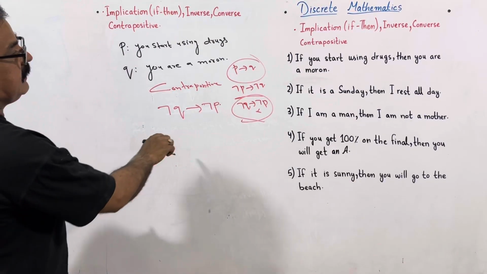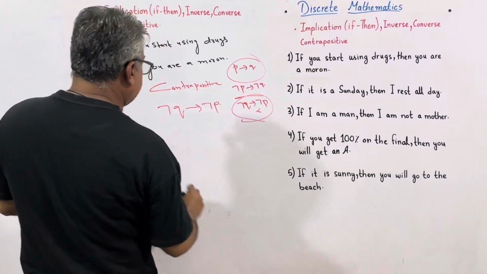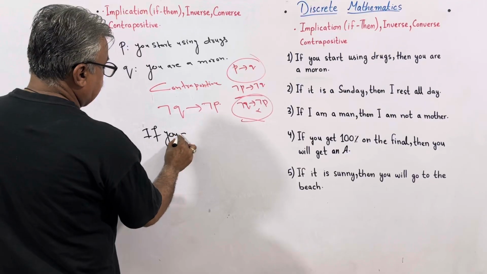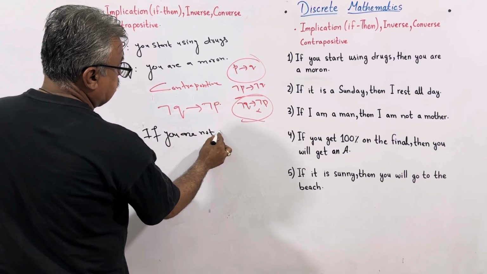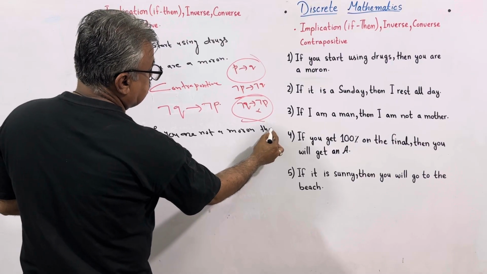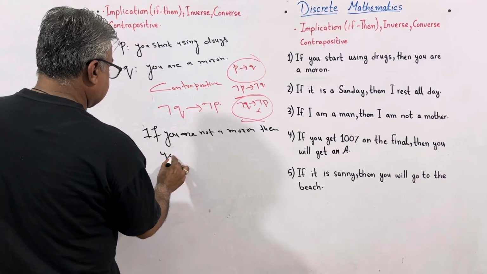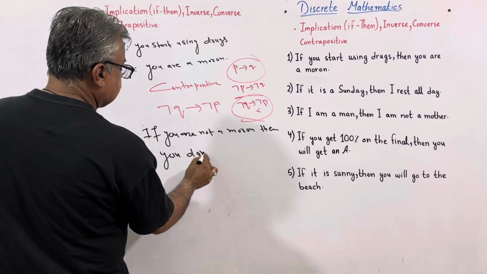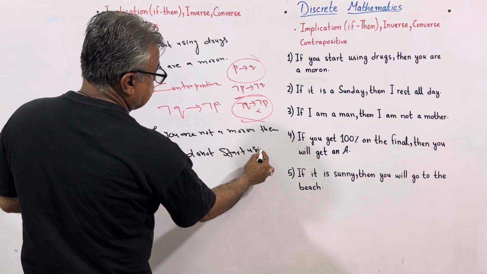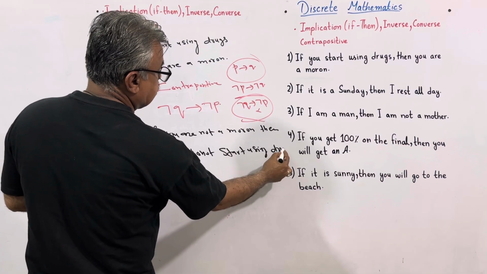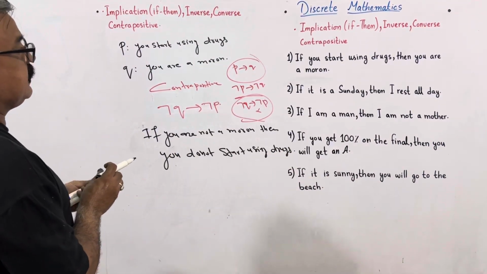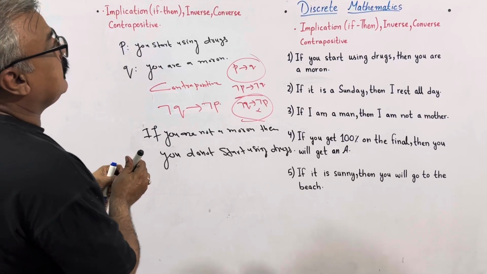How to read that? If you are not a moron, then you do not start using drugs. That is the contrapositive of this implication: if you start using drugs, then you are a moron.